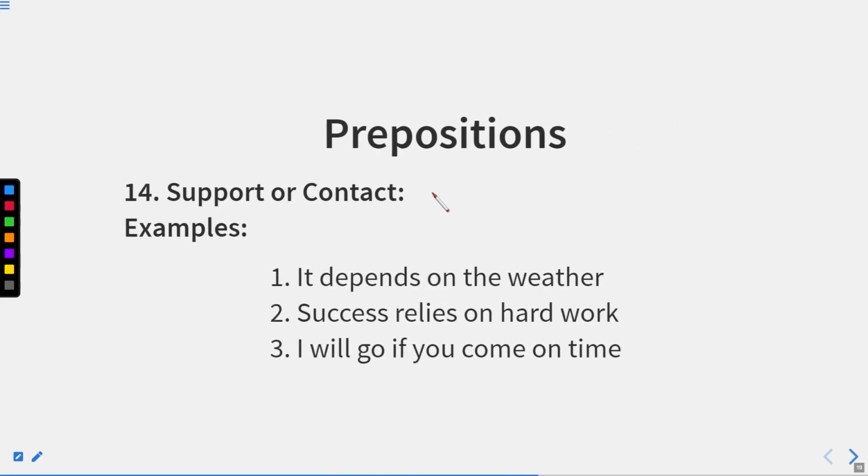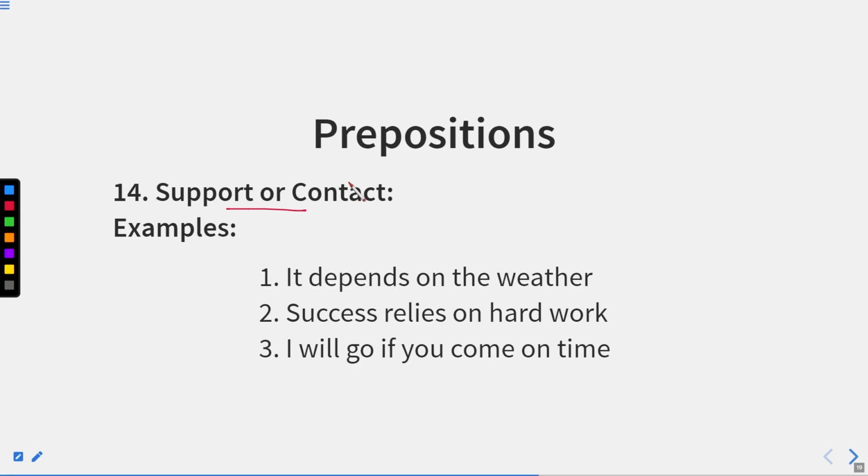Now let us move further. Again, in support or contact, we have already discussed this thing. Again, what can be the thing? It depends on the weather. Suppose you are thinking whether it will rain today or not. So it depends on the weather. Because this is depending on something else, this is a supporting statement, so we can use the preposition on. Success relies on hard work.